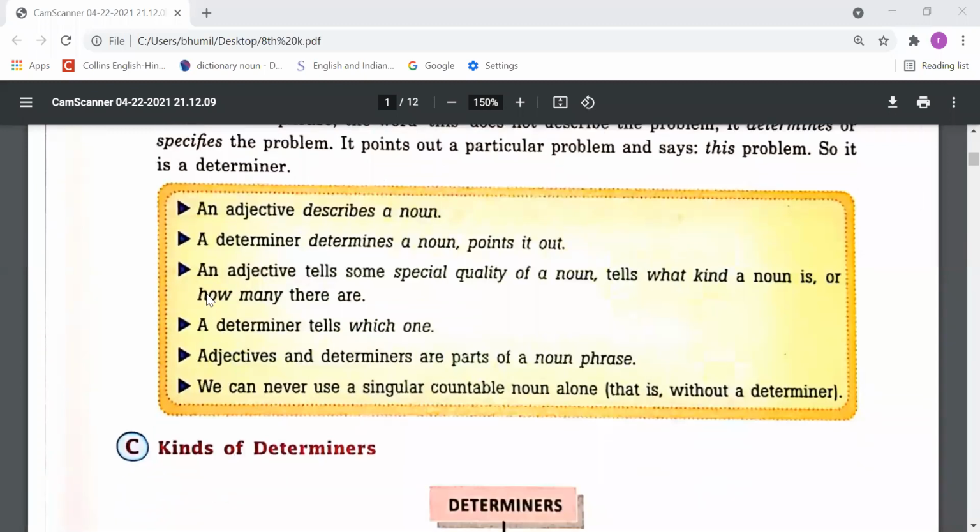Third point, an adjective tells us the special quality of a noun, tells what kind of noun it is or how many there are. So an adjective tells the quality of that noun, what kind of noun it is, and even tells the number. A determiner tells which one, right? Fifth point, adjectives and determiners are part of a noun phrase. So by this we can say that a noun phrase is made with the help of adjectives and determiners.